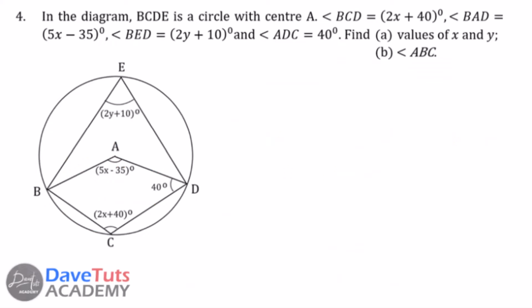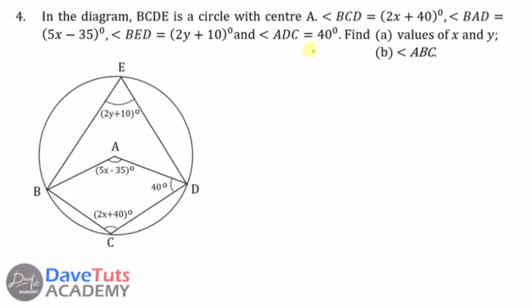Okay, here's a beautiful question on circle theorems, in which we need to bring in our ingenuity of understanding of circle theorems to solve it effectively as appropriate. So we are told that in this diagram, BCD is a circle with center A, then the angle BCD is given as this, angle BAD is given as this, angle BED is given as this, and ADC is this, just as shown in the diagram.